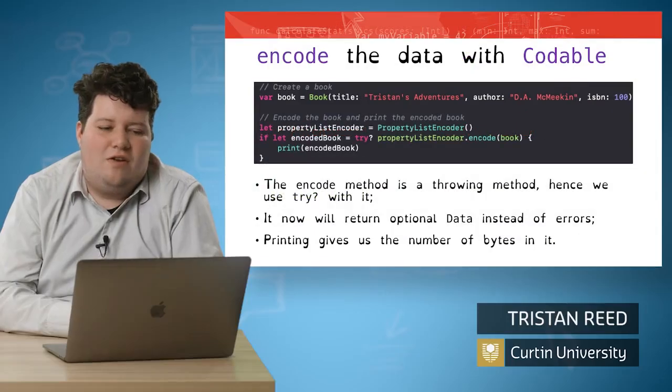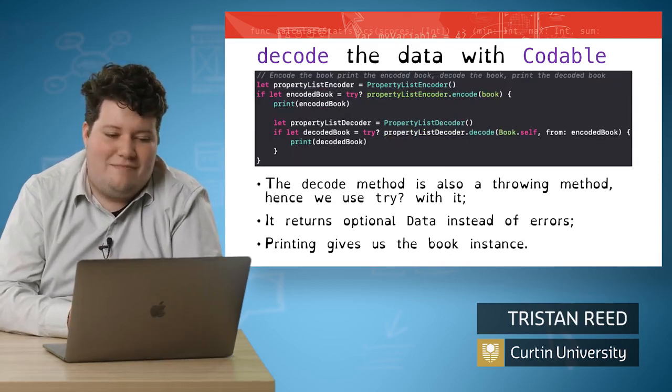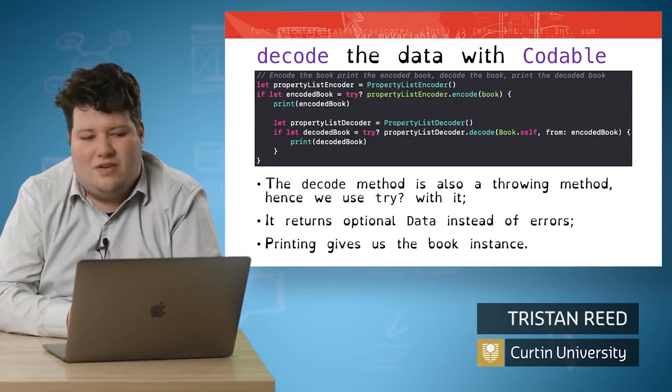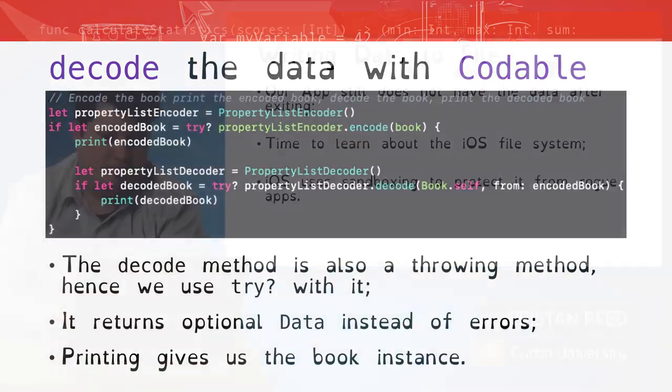So now let's go and have a look at decoding data with codable using decode. Now the decode method is also a throwing method, so we'll also use that try question mark notation with it. It'll return optional data instead of errors, and printing it gives us the instance. So I'm sure you can see here it's the exact opposite, the reverse of the encode. Everything is pretty much either the same or in reverse, if that makes sense. So it's the same sort of type of method that we have, but the steps that we're taking is taking it from the encoded back to the decoded version.